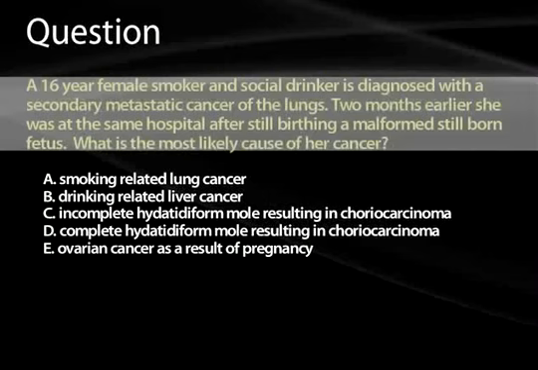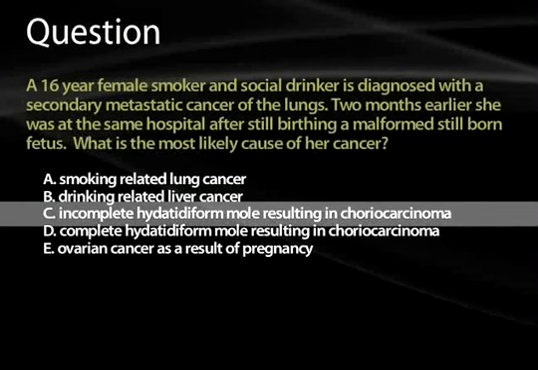A 16-year-old female smoker and social drinker is diagnosed with a secondary metastatic cancer of the lungs. Two months earlier, she was at the same hospital after stillbirthing a malformed fetus. What's the most likely cause of her cancer? In this case, the answer is C, incomplete hydatidiform mole resulting in choriocarcinoma.